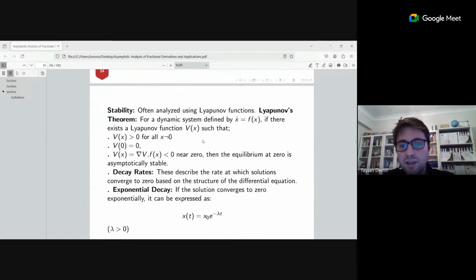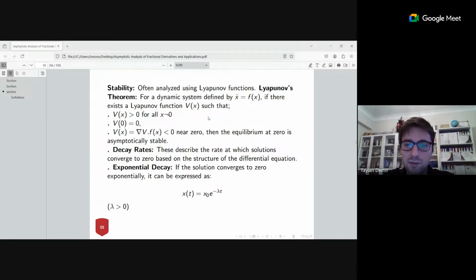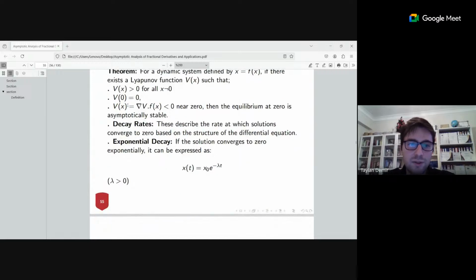And stability is another topic from asymptotic analysis. It is often analyzed using Lyapunov functions. Lyapunov's theorem: for a dynamic system defined by x dot equal f of x, if there exists a Lyapunov function V of x such that V of x is greater than 0 for all x not equal to 0, V of 0 is equal to 0, and V dot of x equal to the del operator V times f of x is less than 0 near 0, then the equilibrium at 0 is asymptotically stable. Otherwise, it is not asymptotically stable.